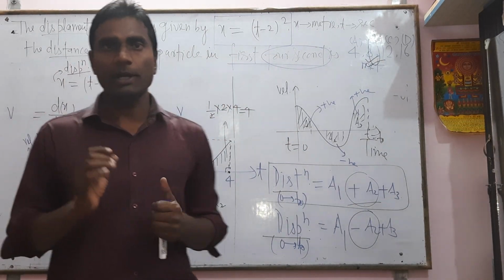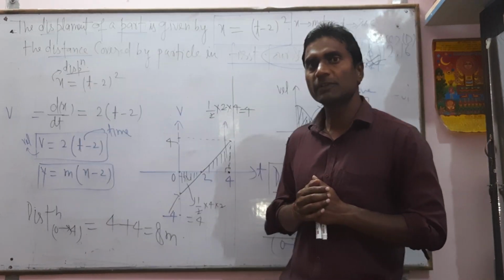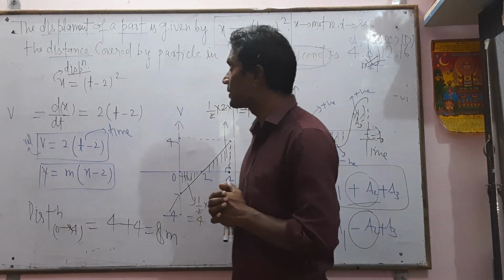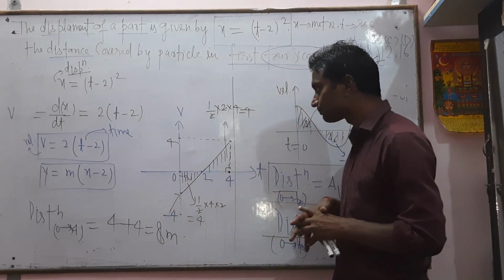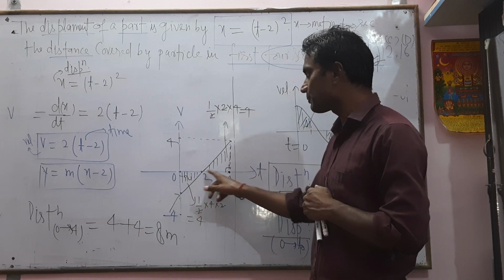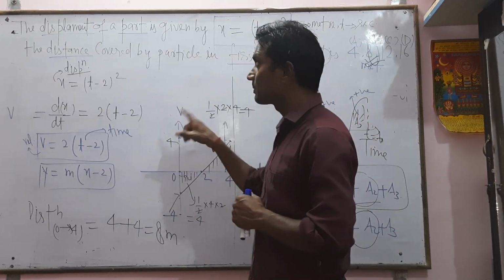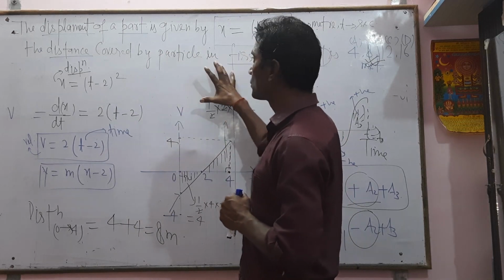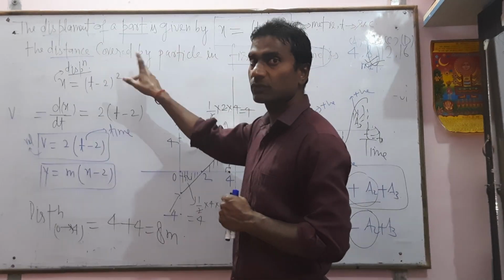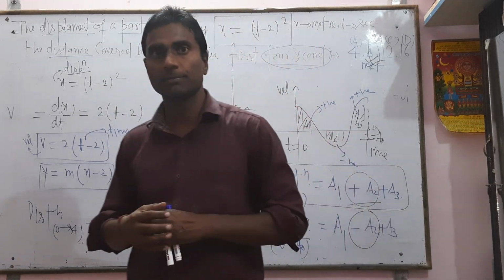If we require the displacement, what will it be? Displacement will be equal to 0. Why can we say displacement equals 0? Because this is minus 4 and this is plus 4, then minus 4 plus 4 equals 0. So displacement in first 4 second is equal to 0, but distance in first 4 second is 4 plus 4 equals 8 meter.